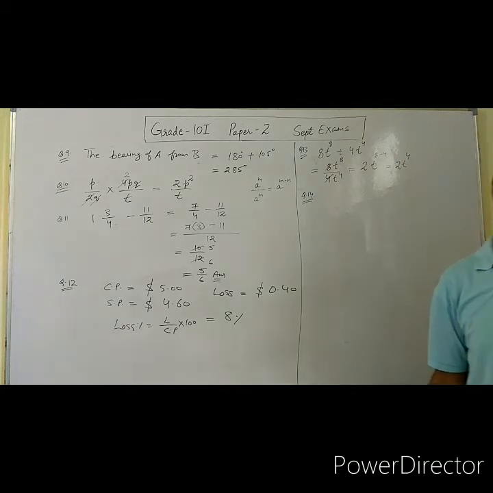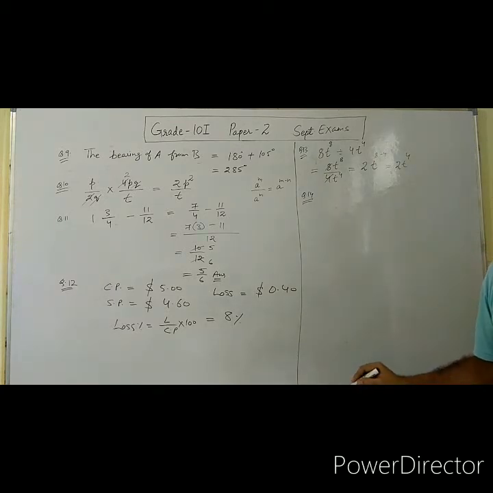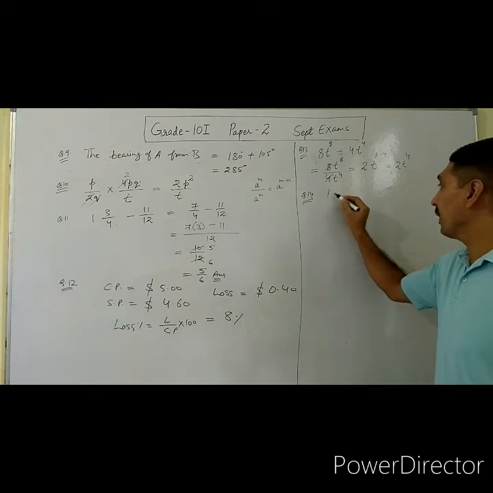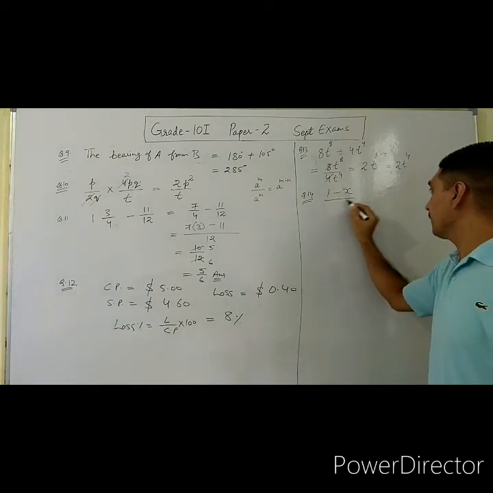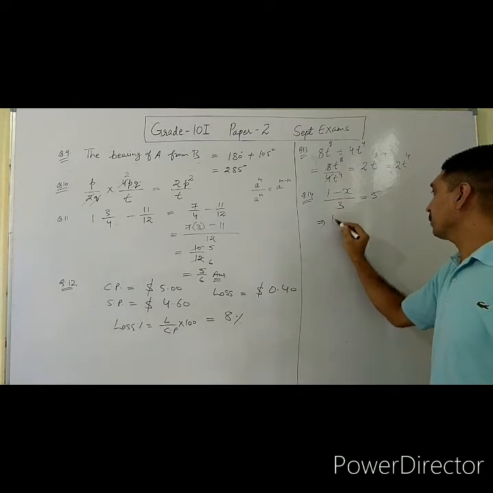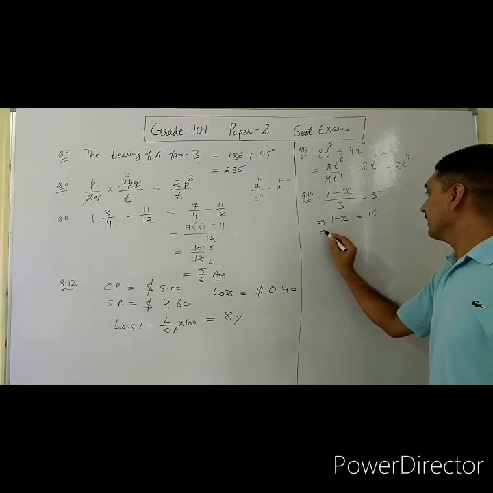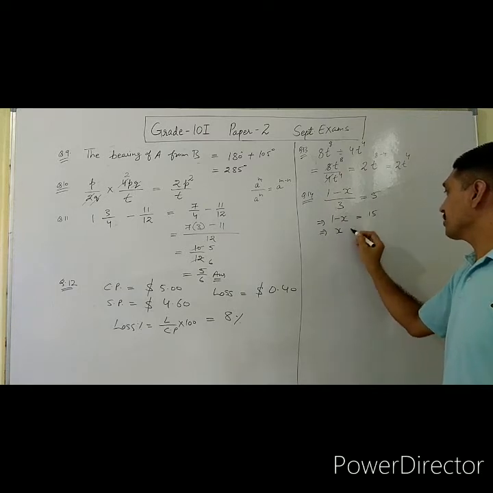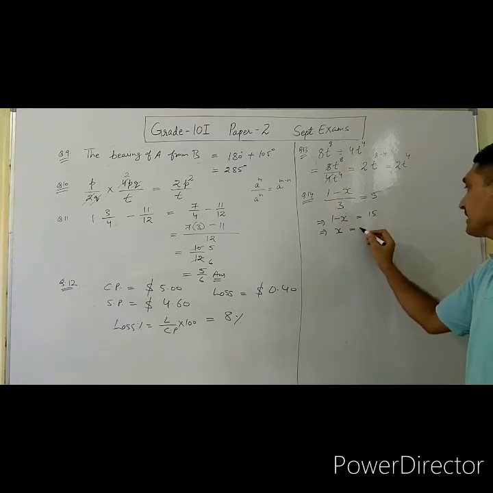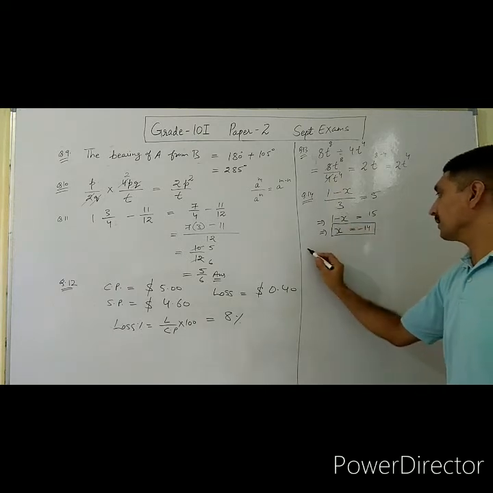Whereas question number 14 is solve the equation. A very simple equation is there, in which we have 1 minus x upon 3 is equal to 5. So here cross multiply, what do we have? We have 15, and again what is x? Interchanging the sides, we have x is equal to minus 14. So this is question number 14.